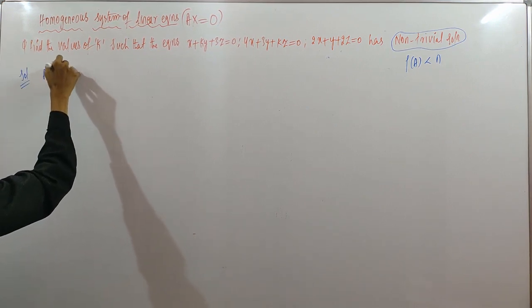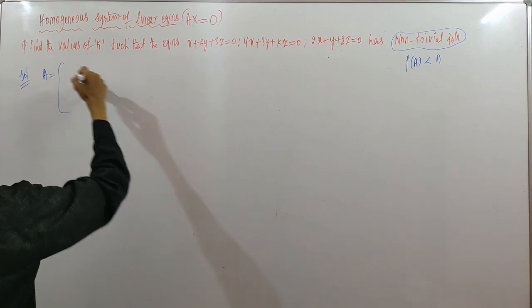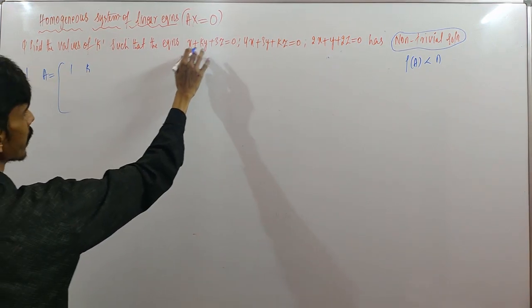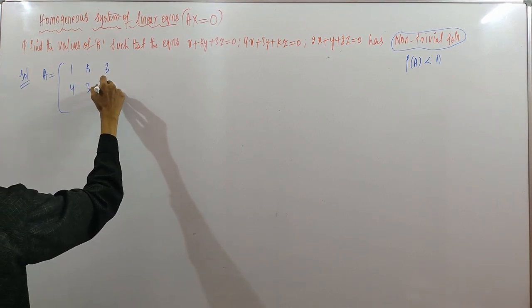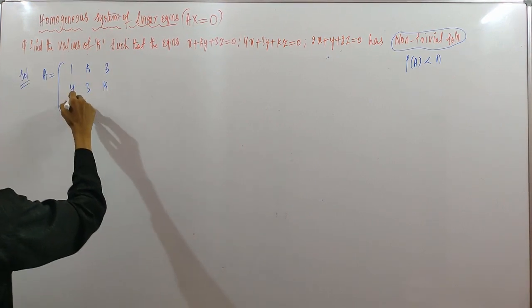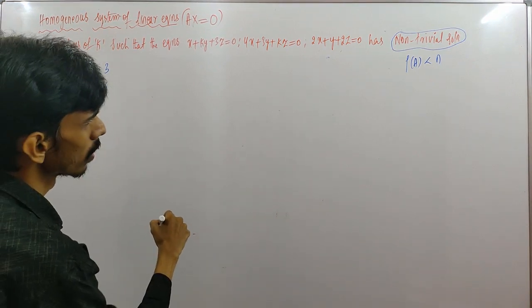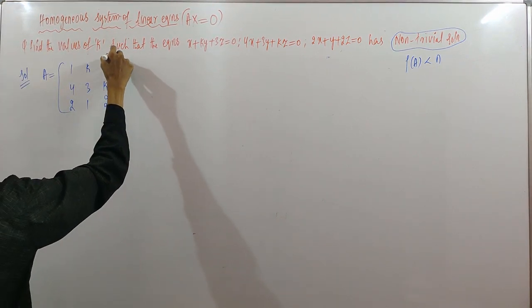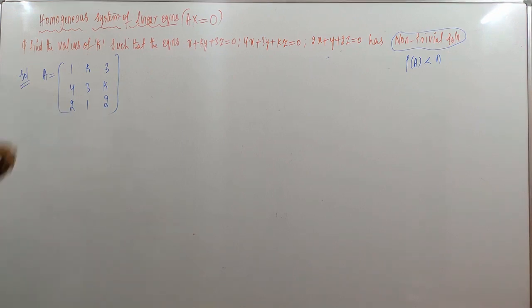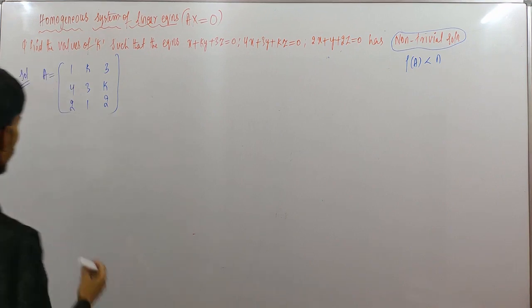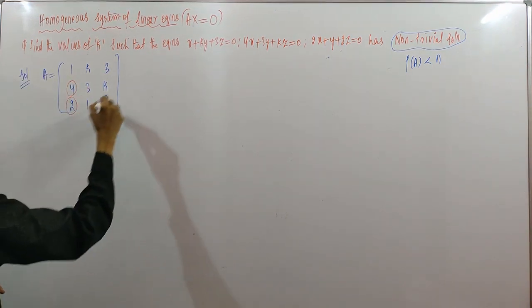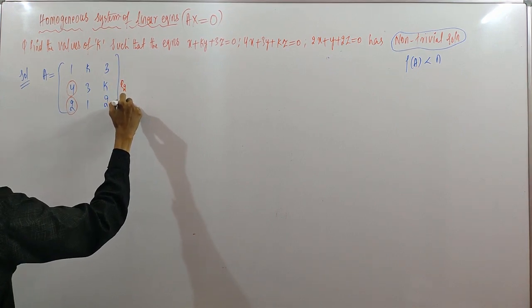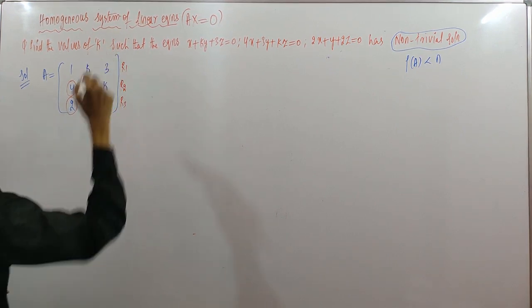Writing the coefficient matrix A, from this we have 1, 1, k, 3. Next we have 4, 3, k. Next we have 2, 1, 2. This is the coefficient matrix A. We will convert this into echelon form to get the rank of this matrix. Make these two elements 0, using the first row.